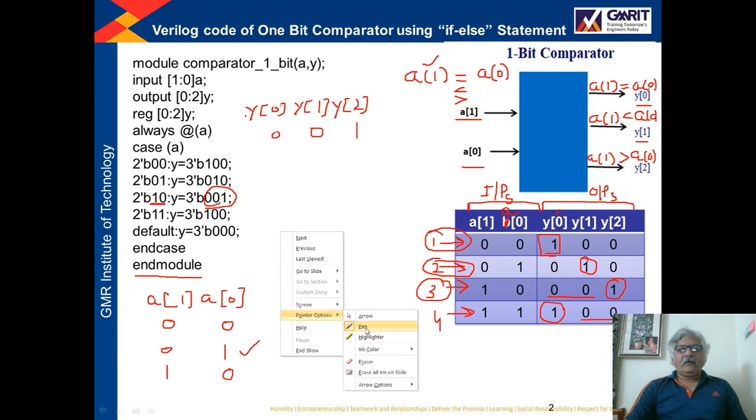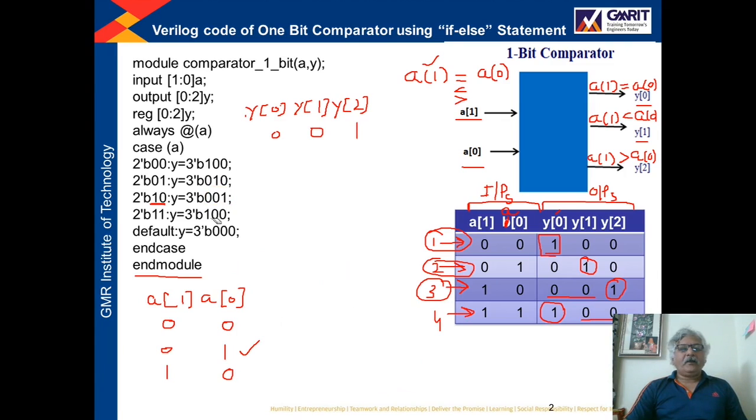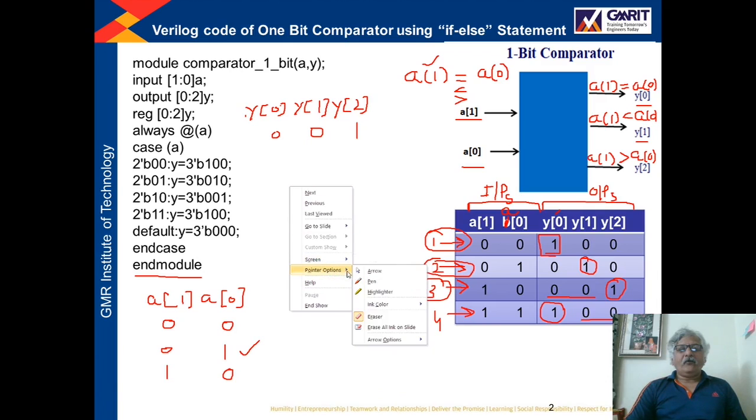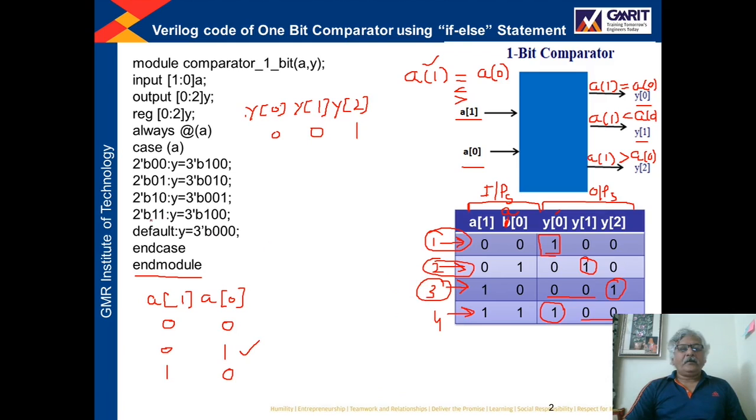Now we will see the next condition. In the next condition, the value of A is 1 1, which means A1 is 1, A0 is 1. If this is the case, then see the fourth row of this truth table. So y0 is 1. See here what value we are assigning to y: 1 0 0. So this 1 0 0 means y0 is 1, y1 is 0, y2 is 0.